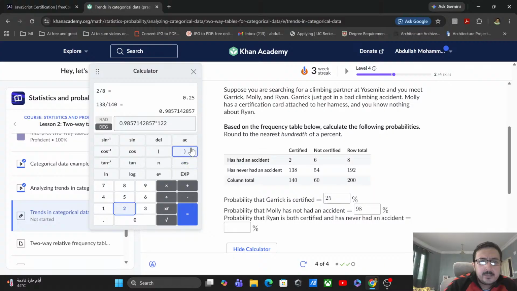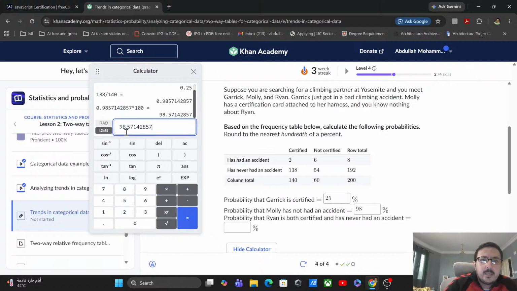Delete. Is there a delete? 100 equals 98.57, which is 99.